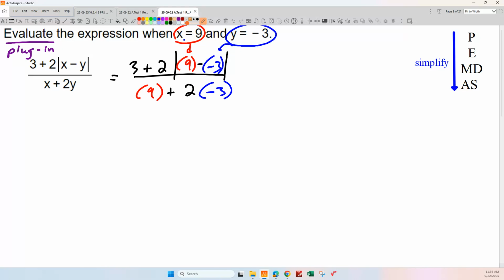What do I do first on the top? So which step would that be in PEMDAS? What's the first step in the numerator? Parentheses. Even though they're not parentheses, remember parentheses really means all grouping symbols, right? Anything that groups stuff. So what is grouping stuff on the top? The absolute value bars. Yeah, so we have to simplify everything inside there, don't we? So on the top, that's going to equal 3 plus 2 times the absolute value of 12.